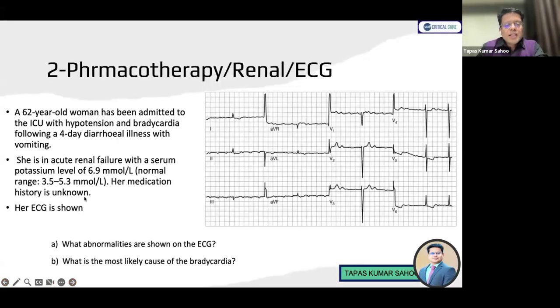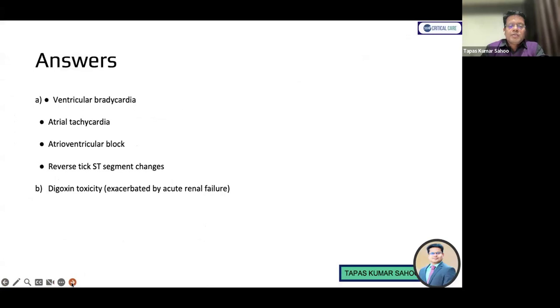Knowingly they have not mentioned that this patient is on digoxin. Her medication history is unknown, but they have mentioned the potassium level is high with creatinine level also high, acute renal failure, and a 4-day diarrheal illness with hypotension and bradycardia. Definitely this patient is right now showing digoxin toxicity. So this is the complete answer to get full marks.